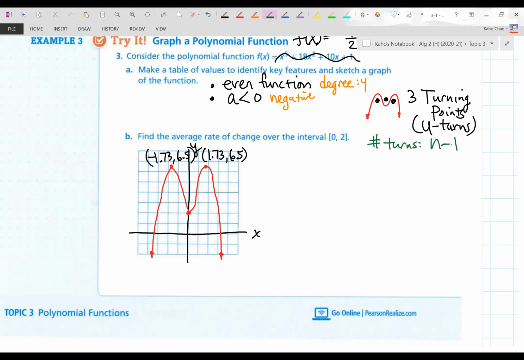Second part of example 3 throws in this random question: find the average rate of change over the interval from 0 to 2. I decided to change that from -2 to 0. Let's change that problem. So -2 is right here, and 0 is right there. We are looking at the window from here to here.